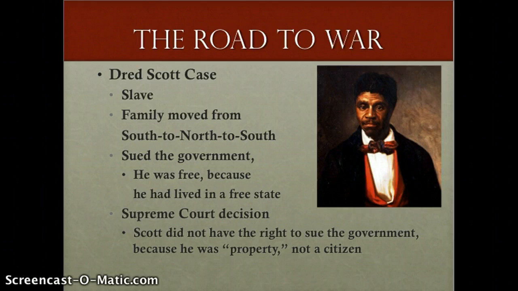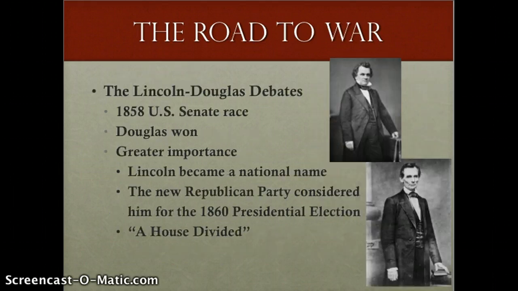Of course, pro-slavery people favored this decision, and anti-slavery people were strongly opposed to it, so it was yet another event that further divided the nation.